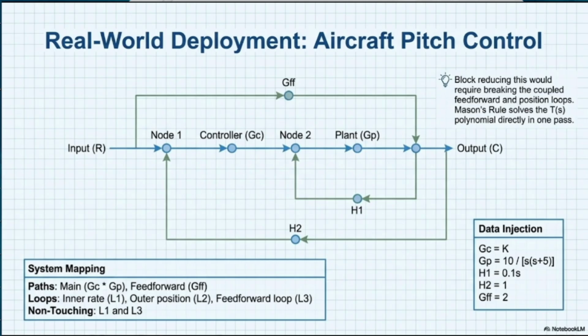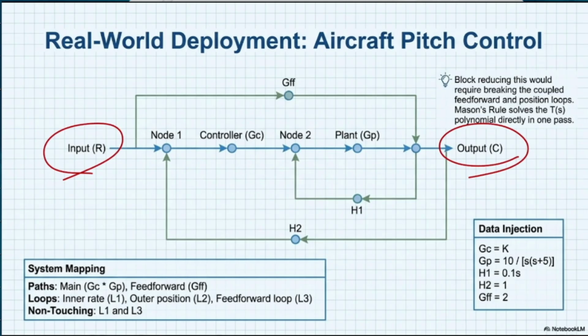Because right now you can see how Mason's rule actually works. We have the full package: we have the forward path, we have the feedback, and we have non-touching loops, which at the very beginning may not be very visible, but we are going to talk about it. Imagine this is a real-world deployment: the aircraft pitch control. And at the end of the day, they're asking, what is the transfer function?